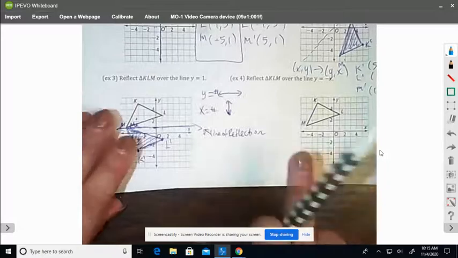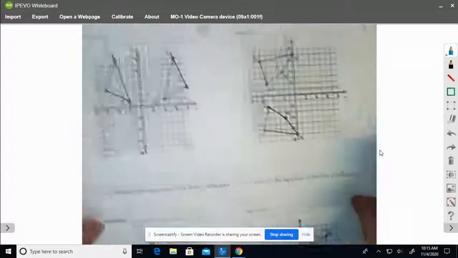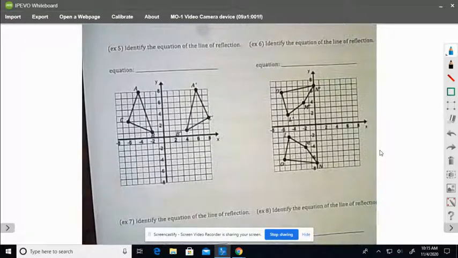Okay? I'm going to skip this one here just so I have time to get to the back where we are writing our rule. So identify the equation of the line of reflection. So basically they're asking what's the rule? Are we flipping over the y-axis? What line is the line of reflection here?